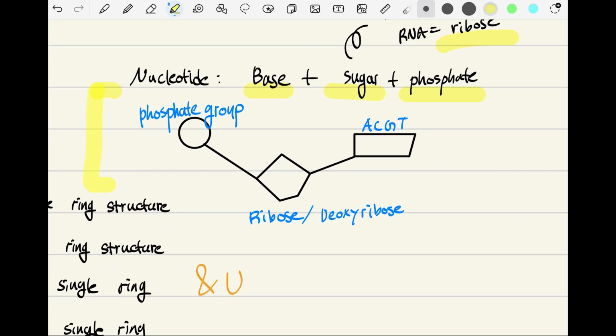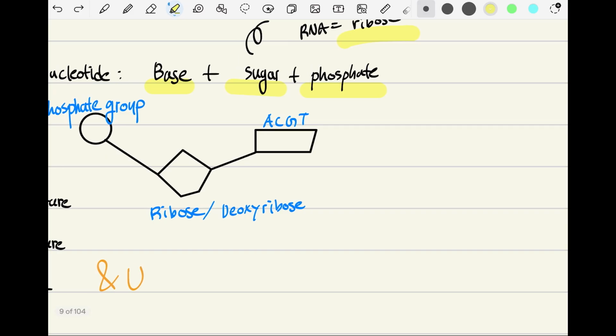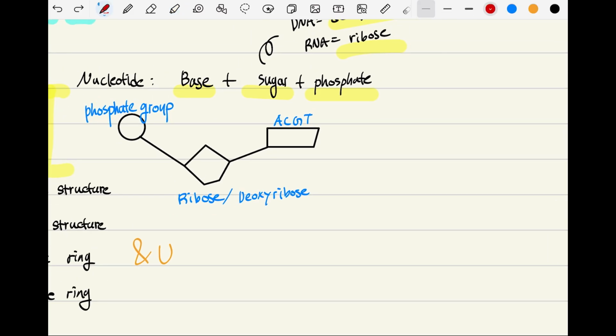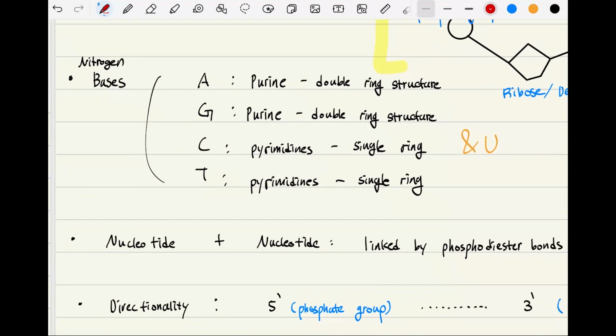So this is the basic structure of nucleotides, which has a phosphate group, ribose or deoxyribose, and the base. We're going to learn a little bit deeper about this later on, but you just need to know the basic structure of how a nucleotide looks. And when they bond together, they're going to form something like this. They're going to bond with something that looks symmetric with them, and this is going to keep going on.